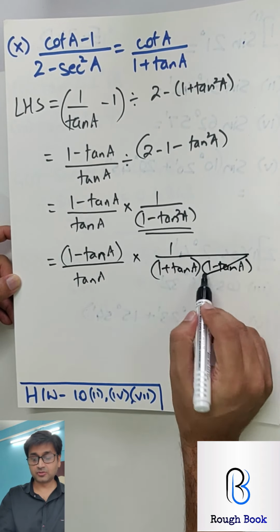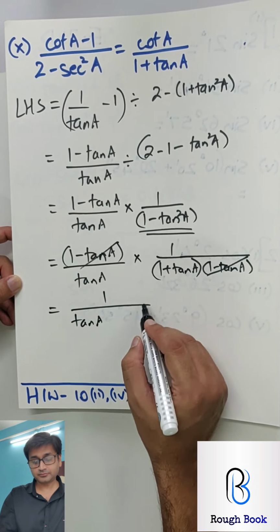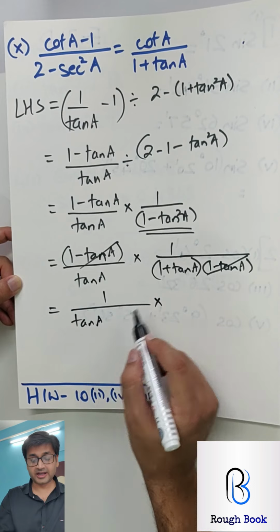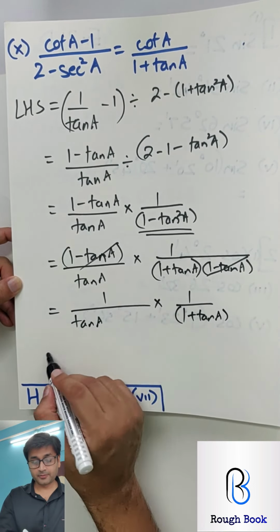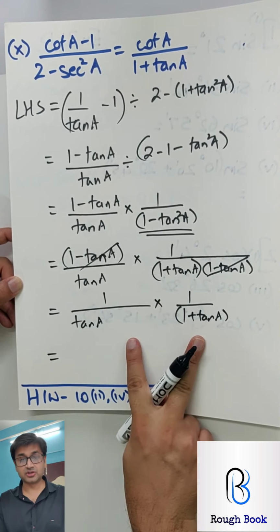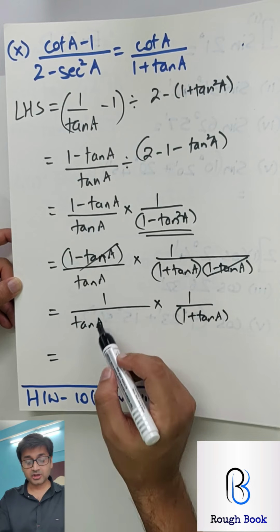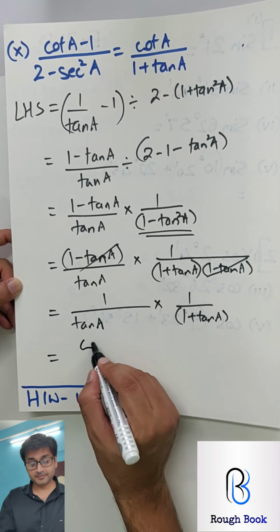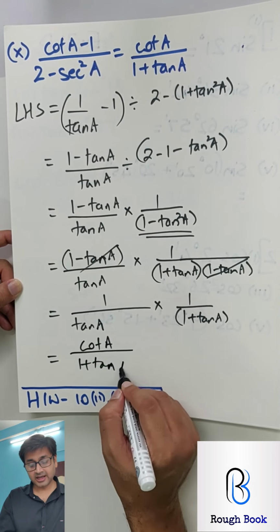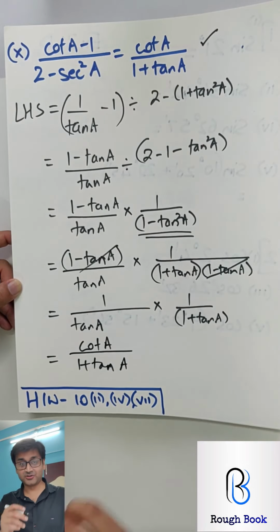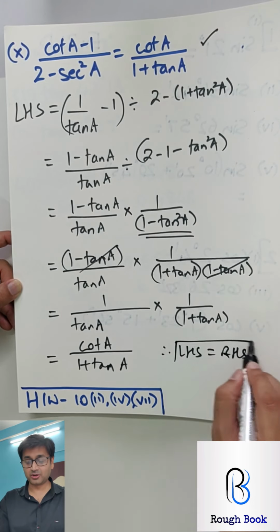So what happens is this 1 minus tan A gets cancelled, and then 1 upon tan A multiplied by 1 upon 1 plus tan A. What is 1 upon tan A? I purposely did not merge these two together. I first thought of making this line larger, but then I stopped, because 1 upon tan A is what? Cot A upon this, that is 1 plus tan A. There you go. That is why I didn't do it, because I knew how to go about it, and therefore LHS is equal to RHS.